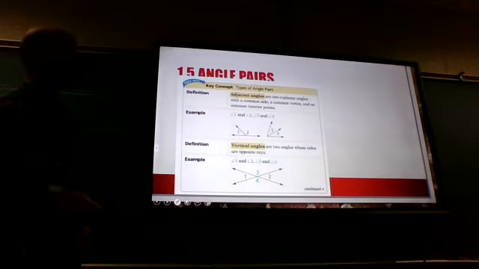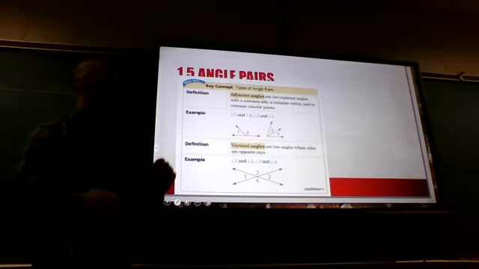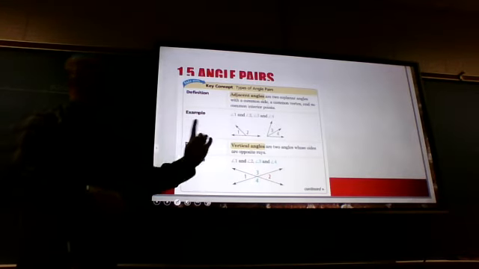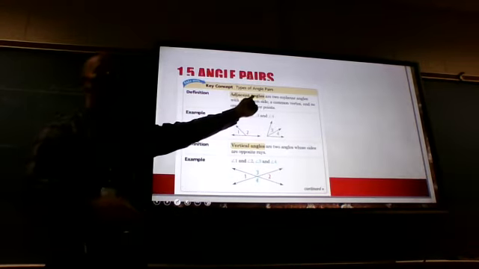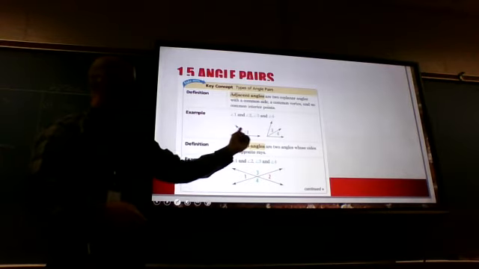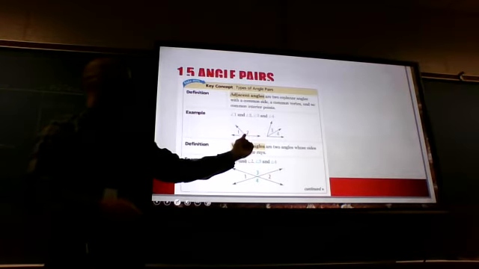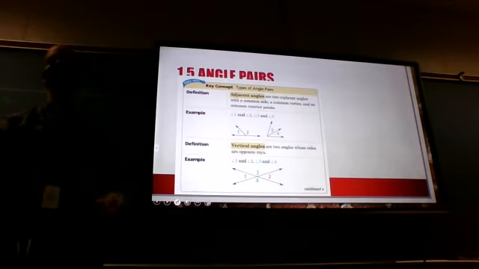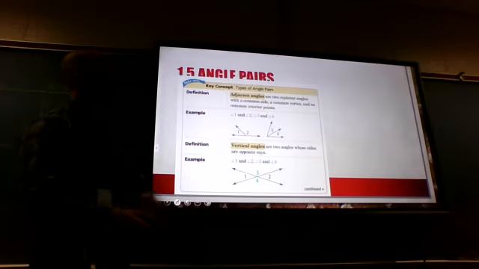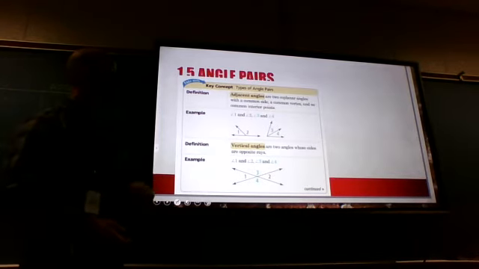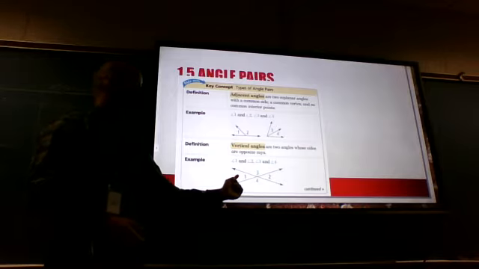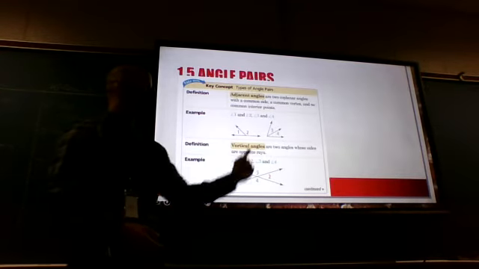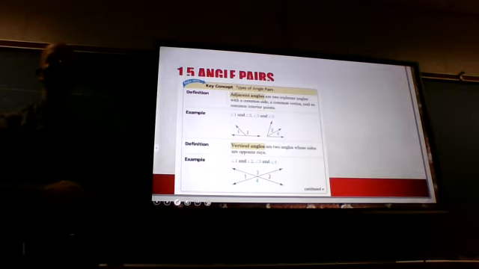Okay, section 1.5. There are four things defined. One is adjacent angles. So angles 1 and 2 are adjacent. That means that they have a common vertex and a common side, but no common interior points. In other words, they can't overlap. That's what we call adjacent angles. Then vertical angles, like angles 1 and 2. They are vertical angles because they are two angles whose sides are formed by opposite rays.